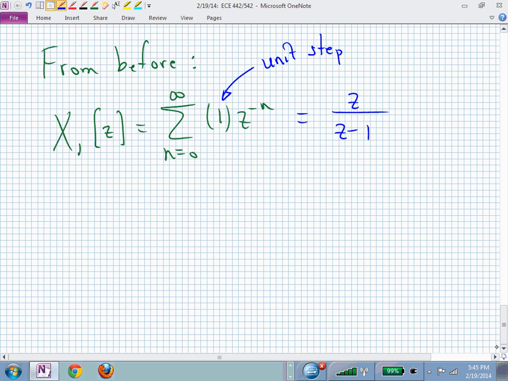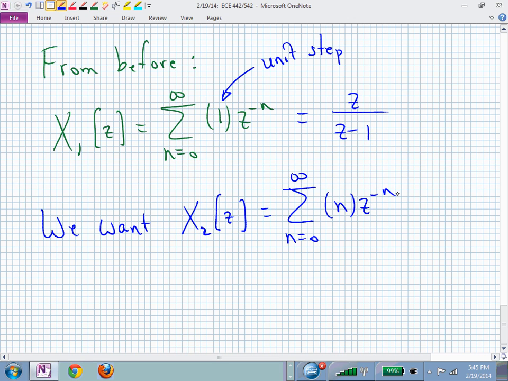Now, what we are trying to find is X sub 2 of z, which is this sum from n equals 0 to infinity of n z to the minus n. This is why we've done our calculus. How could we go from a z to the minus n to something that looks structurally like an n in front and a z to the minus n? How do we get an n out front if we have a z?